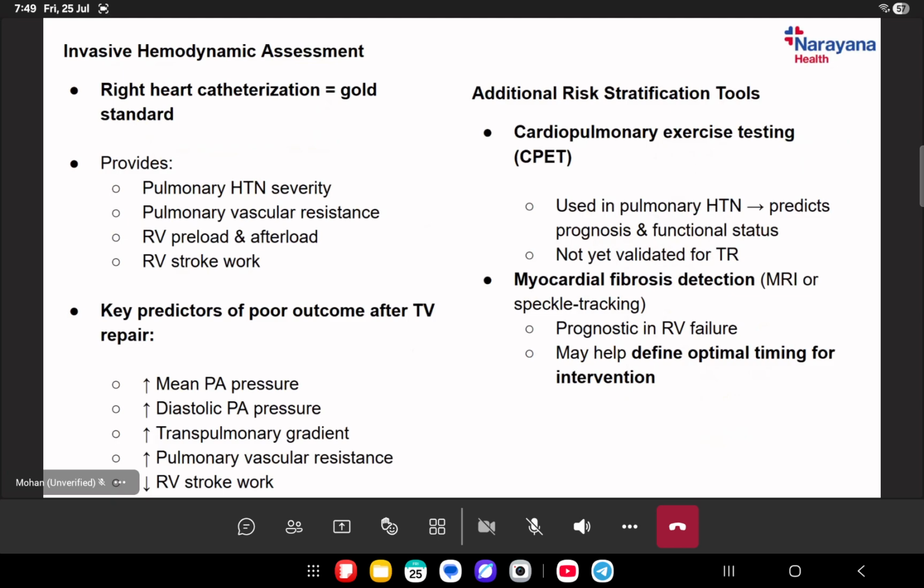Predictors of poor outcome after tricuspid valve repair: if mean pulmonary arterial pressures are high, it's a poor outcome, and then increased diastolic PA pressures, increased transpulmonary gradient, increased pulmonary vascular resistance, and decreased RV stroke work. Additional risk stratification tools are cardiopulmonary exercise testing, CPET, and myocardial fibrosis detection through MRI or speckle tracking.